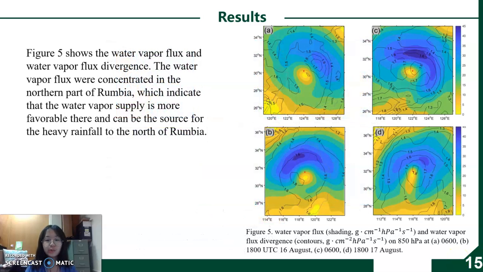Figure 5 shows the water vapor flux in shading and water vapor flux divergence in contours. The water vapor flux was concentrated in the northern part of Rambia, which indicated that the water vapor supply is more favorable there and can be the source for the heavy rainfall to the north of Rambia.